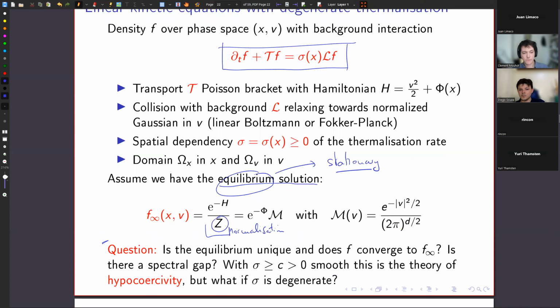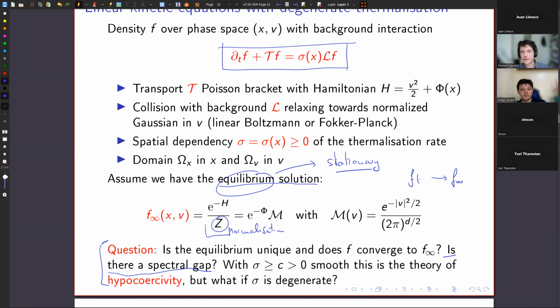And the question we want to solve is the following: is this equilibrium unique? And actually, we want to prove better than unique. Is it attracting all solutions, and at which rate? For instance, because it's a linear equation, is there a spectral gap, and do we have an exponential rate, and can we estimate the exponential rate?